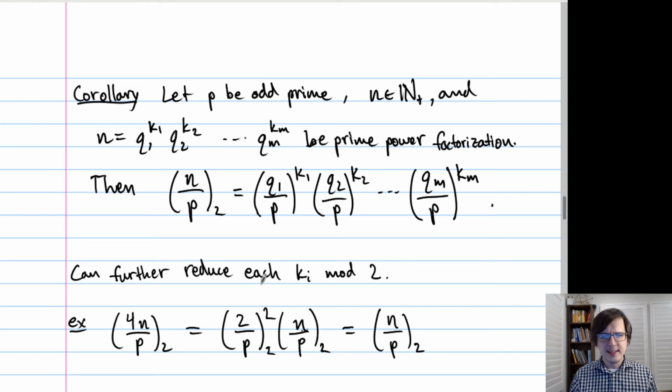I also forgot to say that since these symbols are all 1 or minus 1, because the primes are not going to, oh, it could be 0 too. Yeah, I should say if q_i is not equal to p.